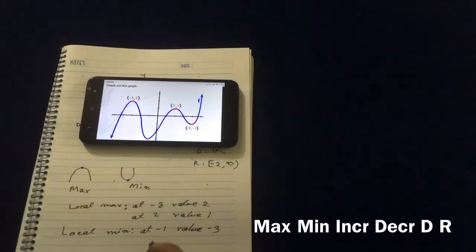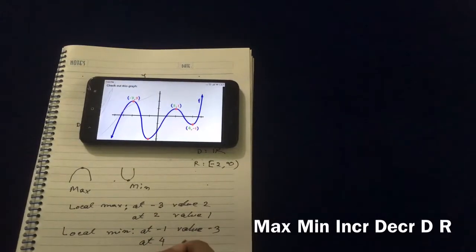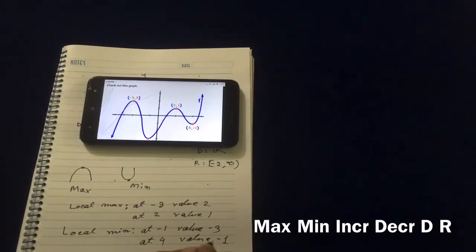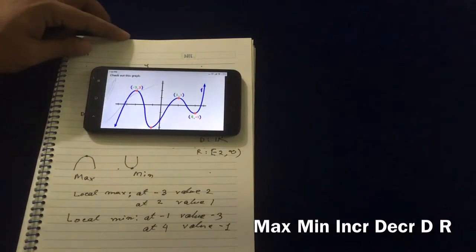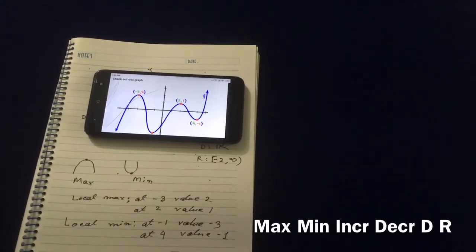Then what about this one? What will we say here? At x value 4. This is funny, right? Because there are no people here, still I am asking at what. This is interesting because when I say it this way, it makes you think. That's why I am doing it this way. Anyway, this is the local maximum and local minimum.